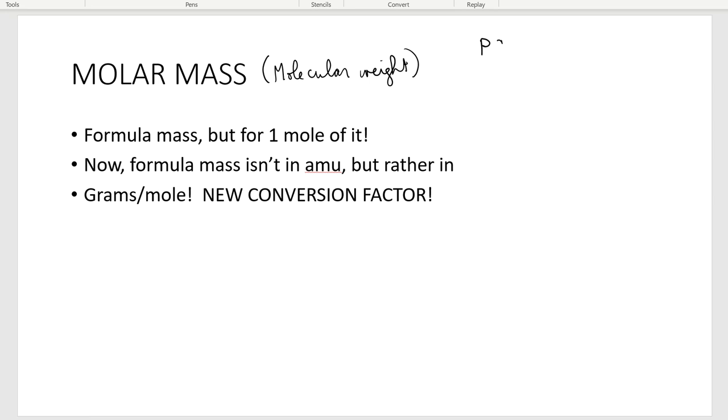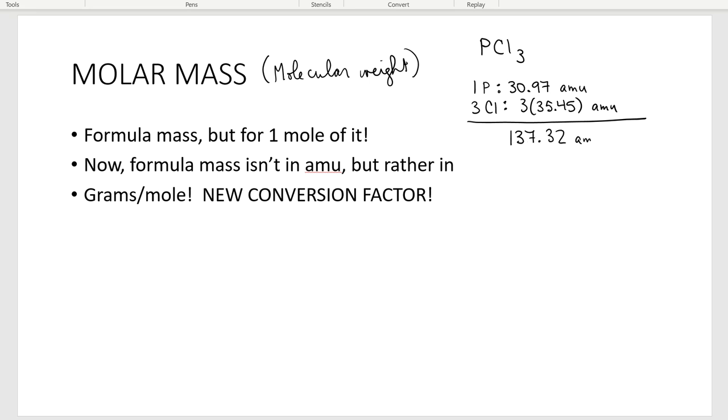Let's do PCl3. If I ask you what is the formula weight or the formula mass of PCl3, you would say, okay, I've got one phosphorus. That phosphorus weighs 30.97 AMU. And I've got 3 chlorines. Each one of those chlorines weighs 35.45 AMU. Atomic mass units, we're on the microscopic level, you can see, because atomic mass units are teeny, teeny, tiny. So the formula mass of that is 137.32 AMU.